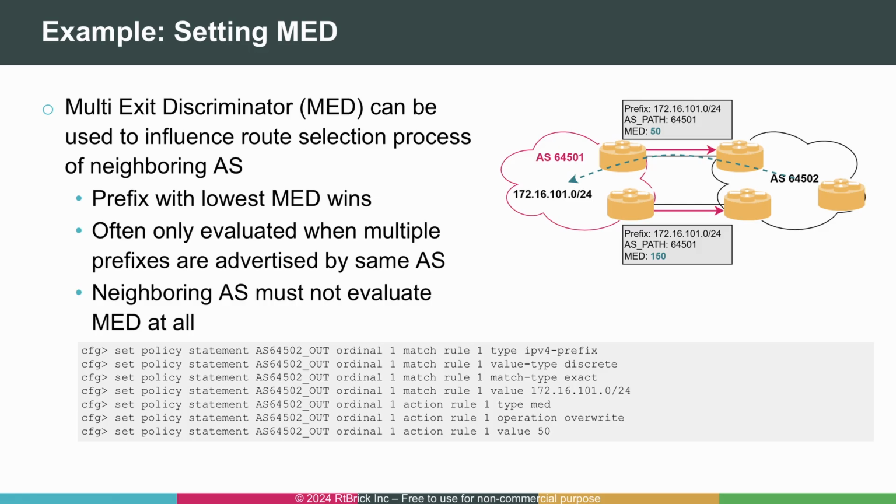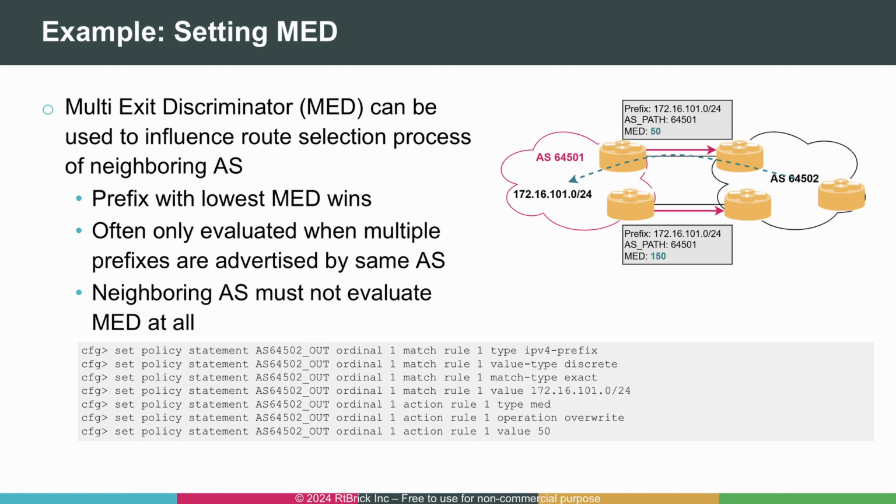In the example shown, AS64501 has 2 links to AS64502. It prefers traffic to arrive via the upper link. To guide this behavior, it advertises the same prefix with 2 different MED values, 50 for the preferred path, and 150 for the backup. The configuration below shows how this is done.